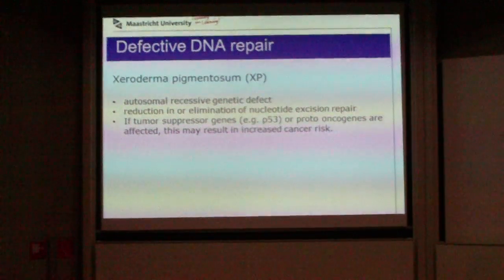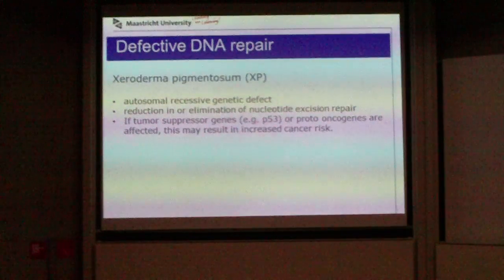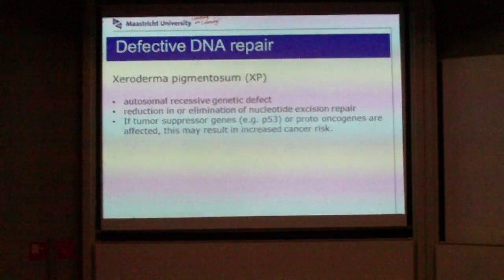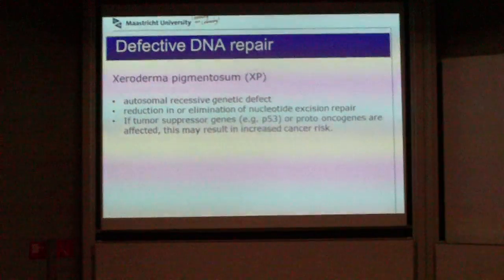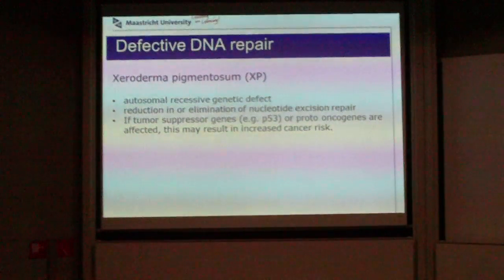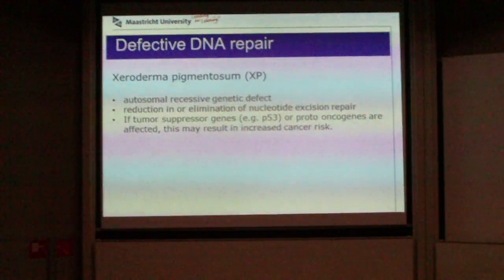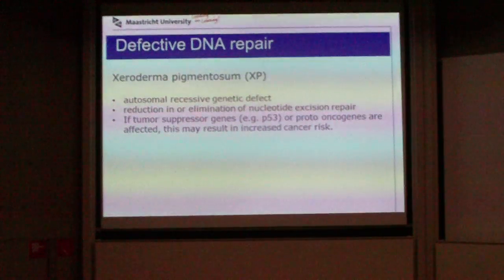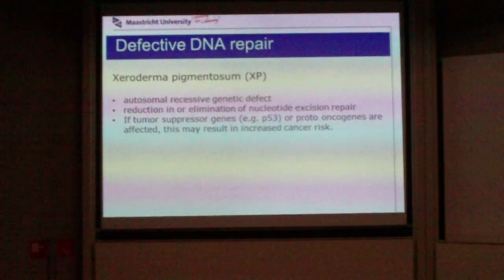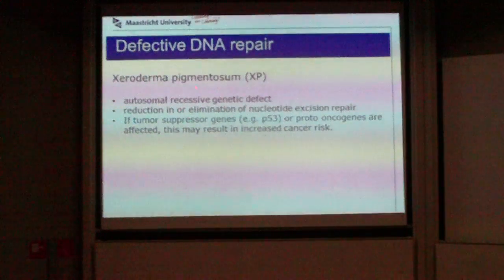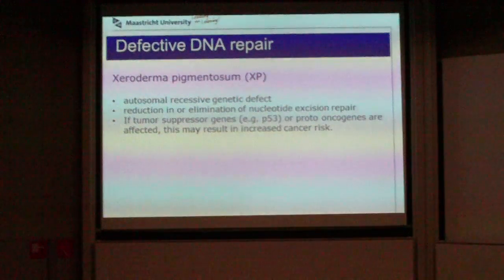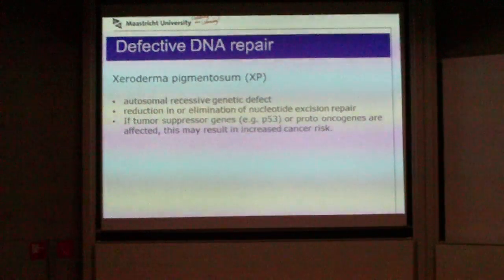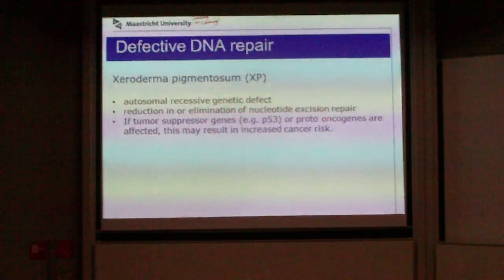One additional example is if you inherit a defect in DNA repair. Who's familiar with this disease, xeroderma pigmentosa? Have you heard of it? Okay, this is a very serious condition. It's an autosomal recessive genetic defect, and it's a reduced or eliminated nucleotide excision repair.